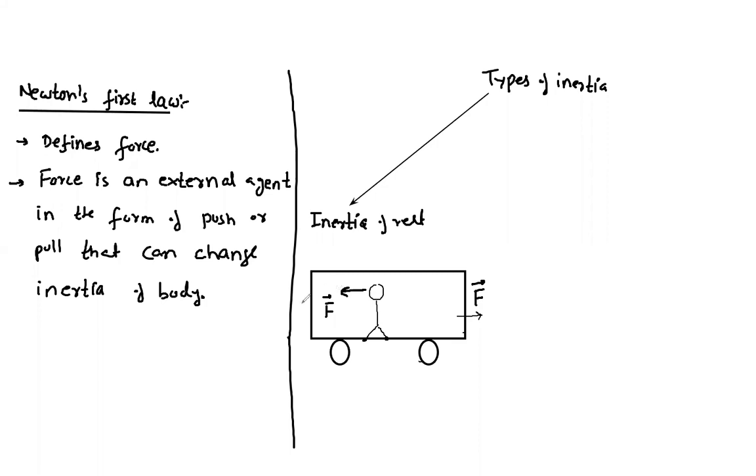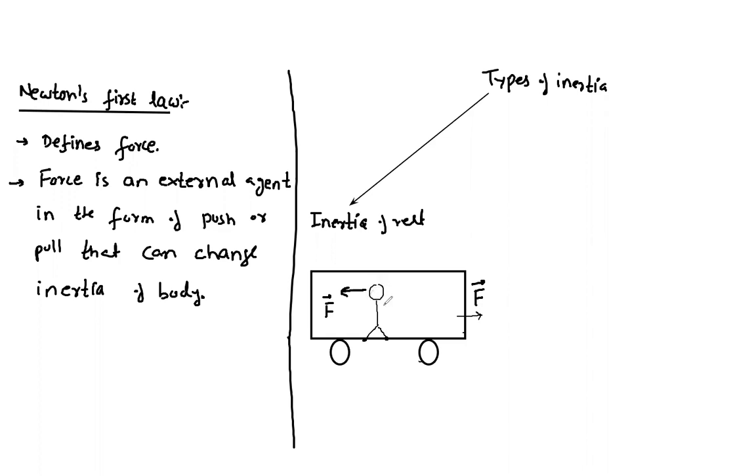So that backward push is due to inertia of rest. I'm explaining it again. Initially, the car was at rest. As soon as you apply the force over the car, the feet of the man come in motion along with the car. But no force is directly acting over the upper part.